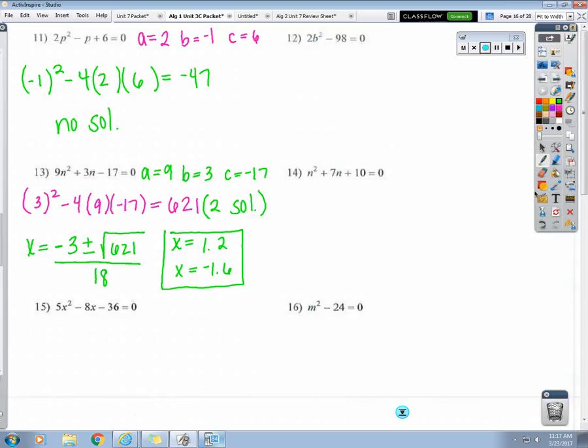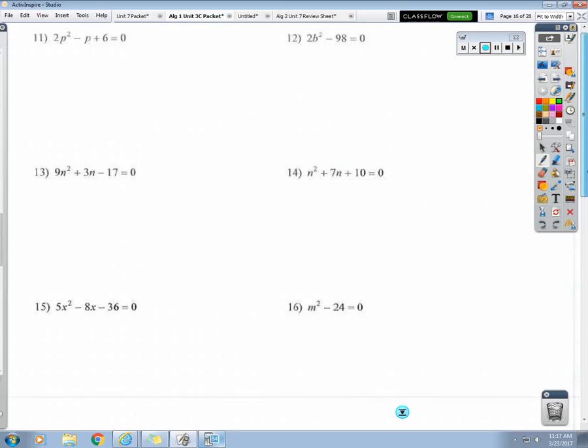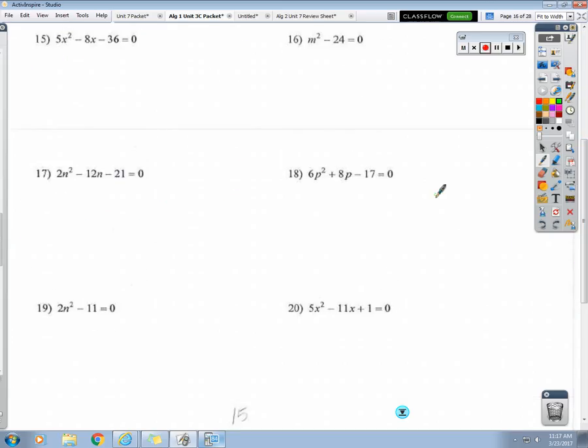Okay, number 15. Number 15, it's already set equal to 0. So what's the A? What's the B value? And what's the C value? Then we plug them in the discriminant. B squared minus 4AC. Okay, then you type that in. Everybody type it in, but give people a chance to type it.